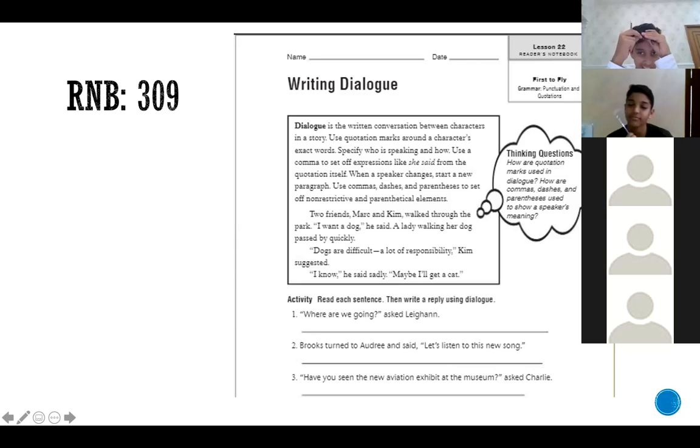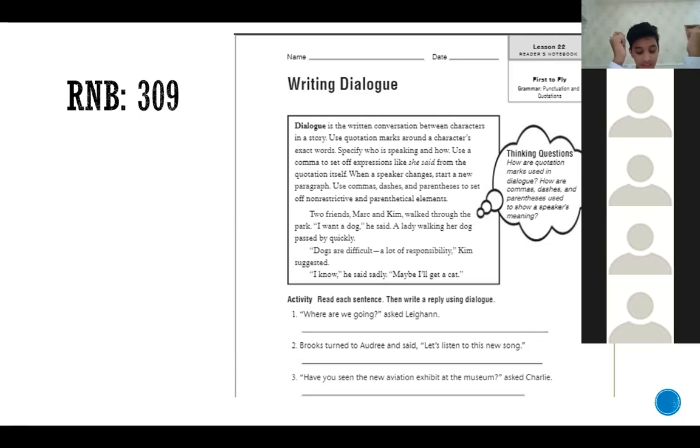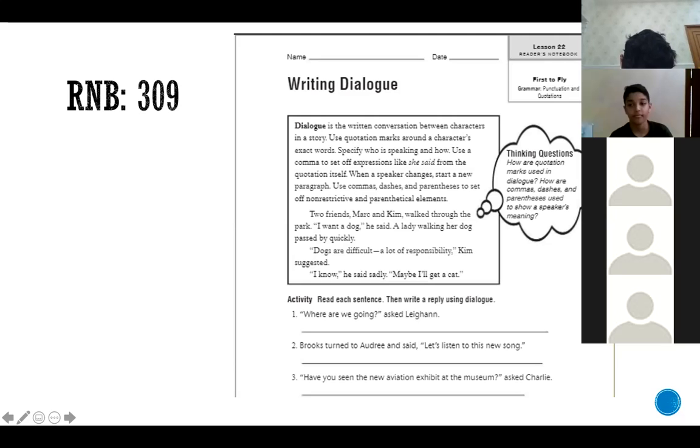Okay. Badr, can you read this reference box, please? Very carefully and clearly. And the rest of you, please pay attention. Dialogue is the written conversation between characters in a story. Use quotation marks around a character's exact words. Specify who is speaking and how. Use a comma to set off expressions like she said from the quotation itself. When a speaker changes, start a new paragraph. Okay, wait. Please wait here.